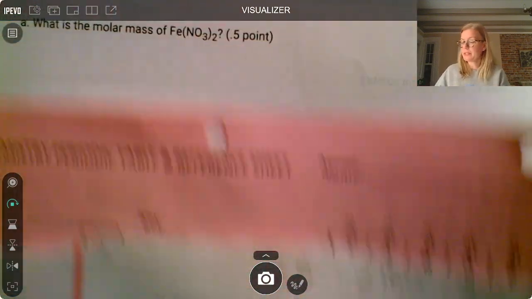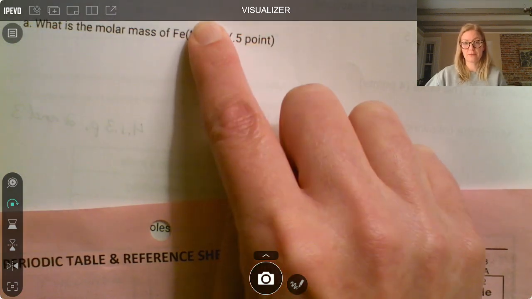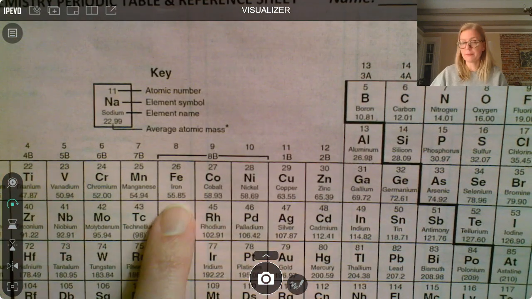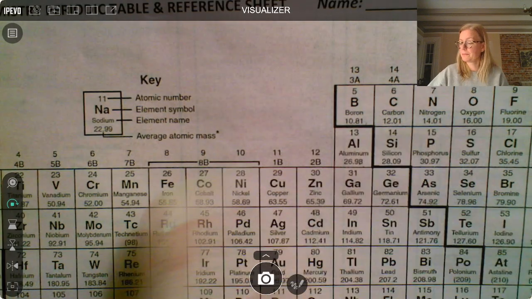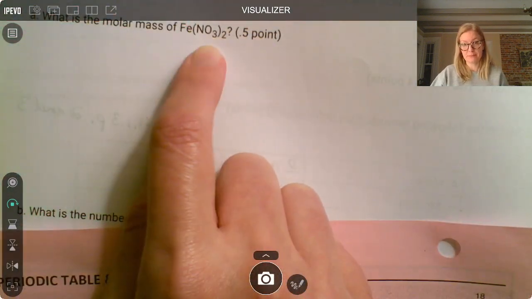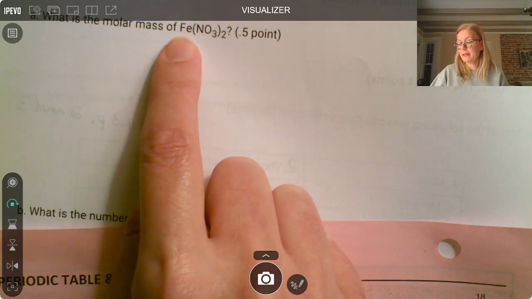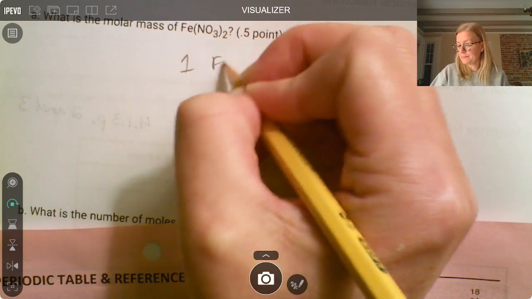So when they ask for the molar mass, let's say they were just asking for Fe, okay, if it was just Fe, not with this other stuff, you would just look at Fe. The molar mass of Fe is 55.85 grams per mole, okay? To do FeNO3 you've got to add all these up, okay? So add up the mass of Fe. So we have 1 atom of Fe.